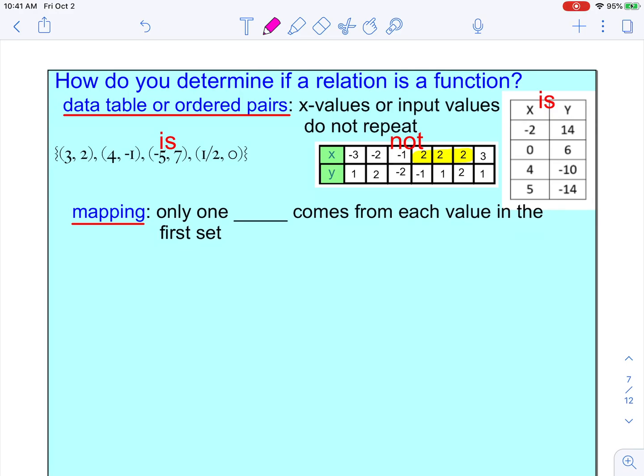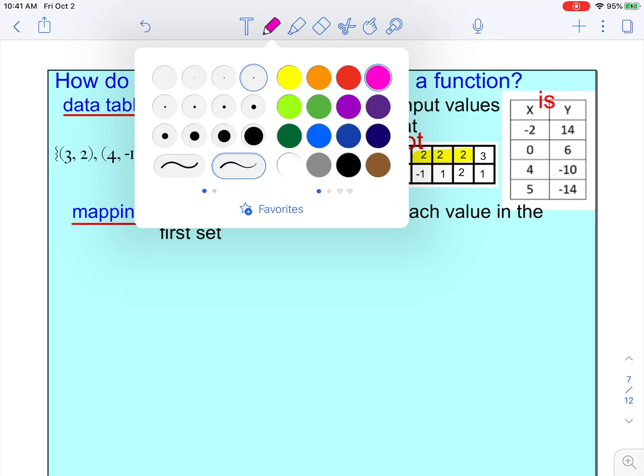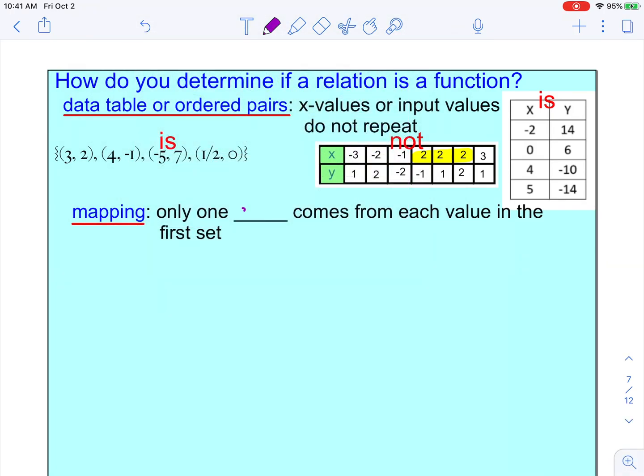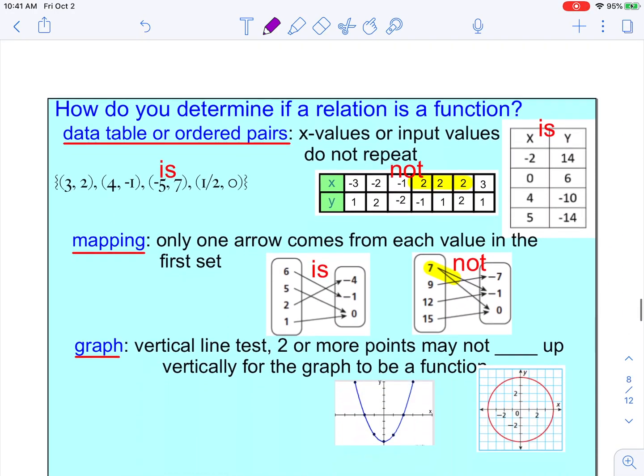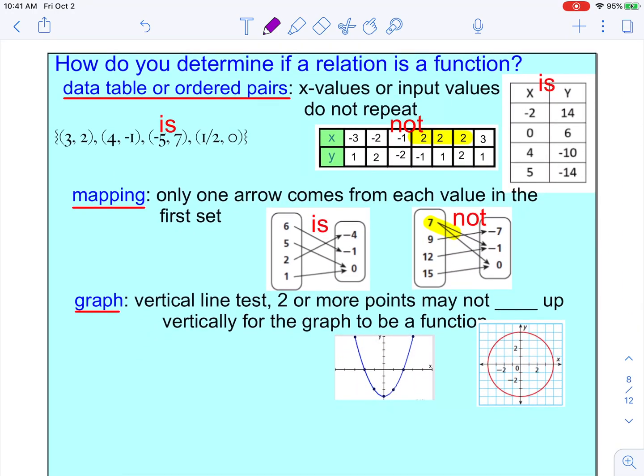So let's go to the mapping. For a map, what you're looking for is only one arrow comes from each value in the first set. So here's what we can look at. This one is a function because each x value has only one arrow coming from it. But notice on the second one, the 7, as we looked at earlier, has 2 arrows coming off of the same number, and that's how we know it's not.